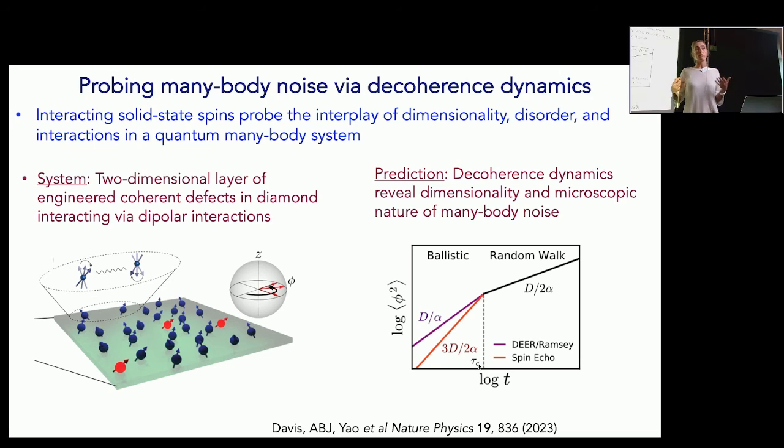And using the decoherence dynamics of this interacting spin bath, we were able to extract the dimensionality of the bath, because the decoherence profile should have an exponent. If you have a stretched exponent of your decoherence profile, that stretched exponent, depending on if you're in the short time or long time regime, should reveal the dimensionality of the bath. Here, D is the dimensionality, alpha is the power law of the interactions. So if I have a strongly interacting, dipolar interacting system, alpha equals 3, and then depending on the dimensionality, I should have exponents that reveal that.